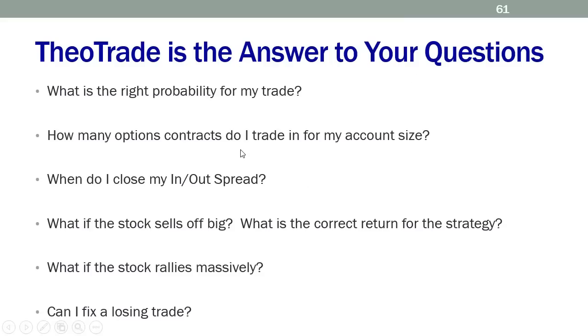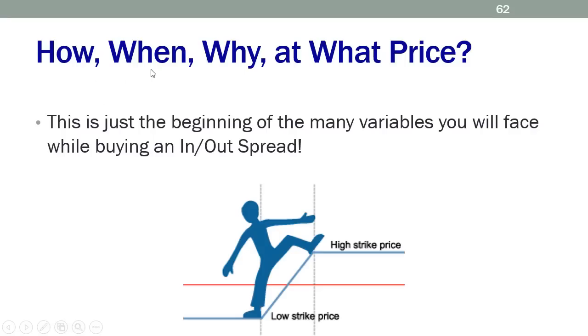The right probability, how many option contracts, when do I close the spread? What if the stock sells off big? What's the correct return for the strategy? If we rally massively, can you fix a losing trade? It's the how, it's the when, it's the why, it's at what price. It's just the beginning of the variables that you're going to face while buying in-out spreads.